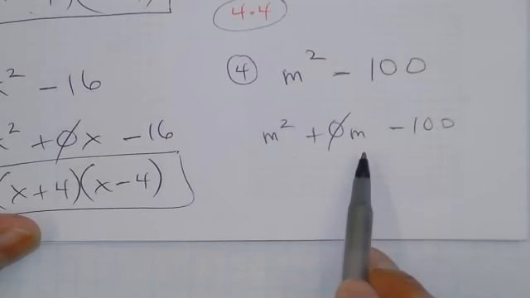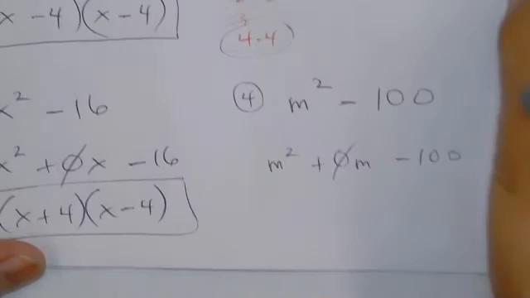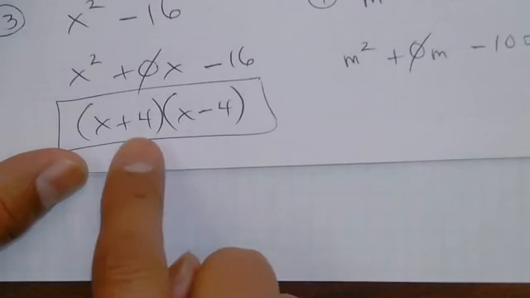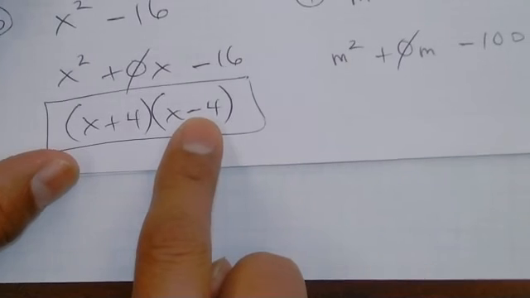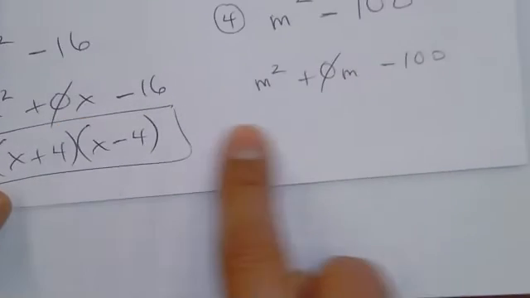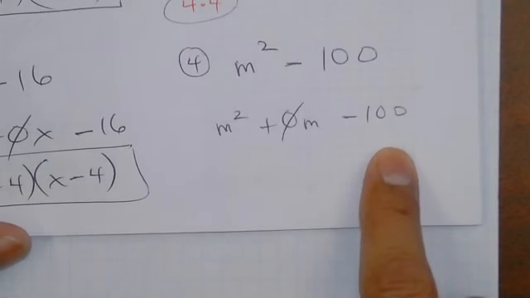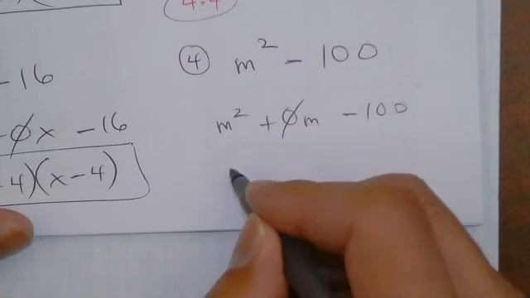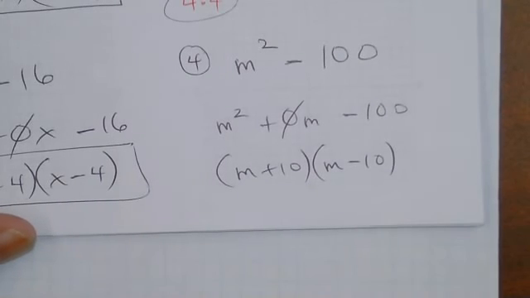That means that the numbers that have to multiply to 100 also add up to 0. And if that's true, what's another hint it's telling you? Well, doesn't it have to be the same number but opposite in sign? Opposite of positive 4 is negative 4, so that they add up to 0, so that middle term is 0. What number multiplies to 100 and adds up to 0? m plus 10, m minus 10.